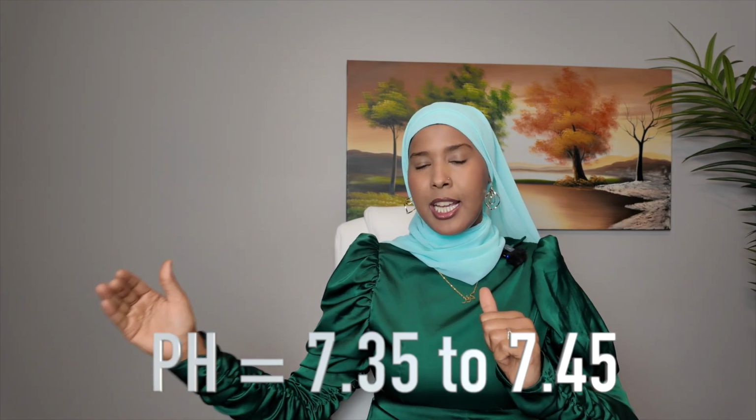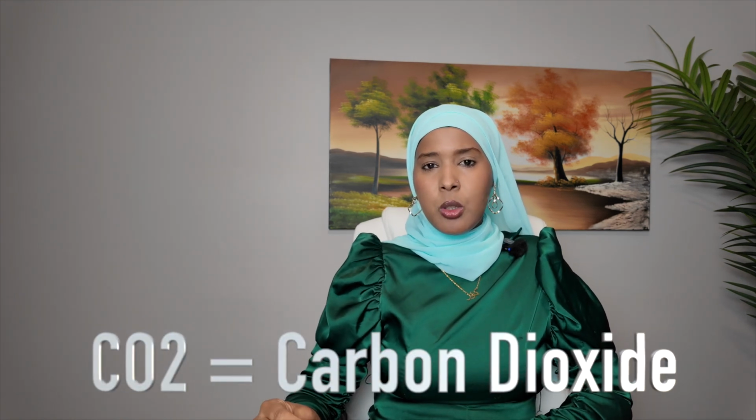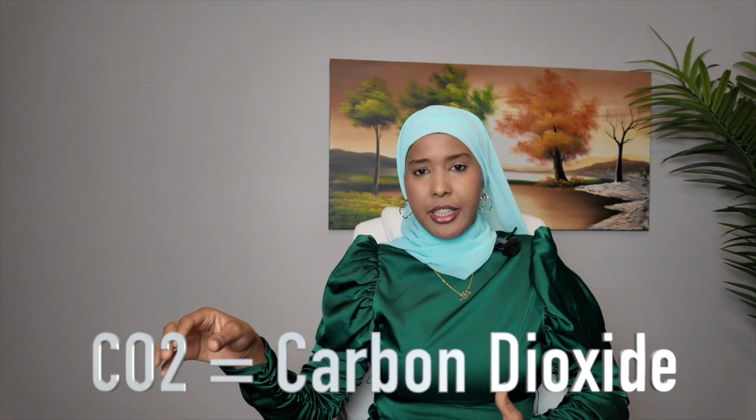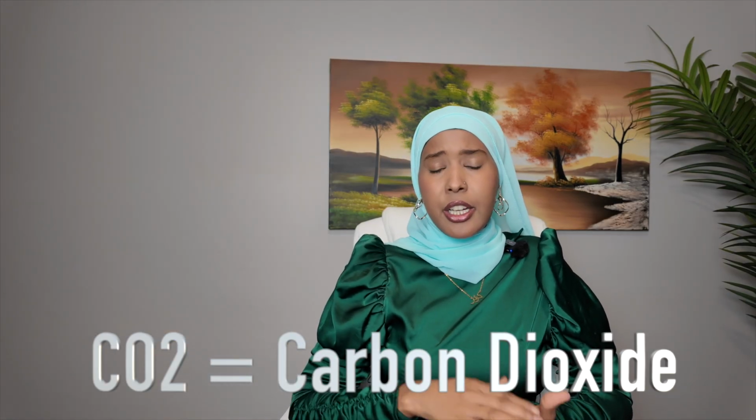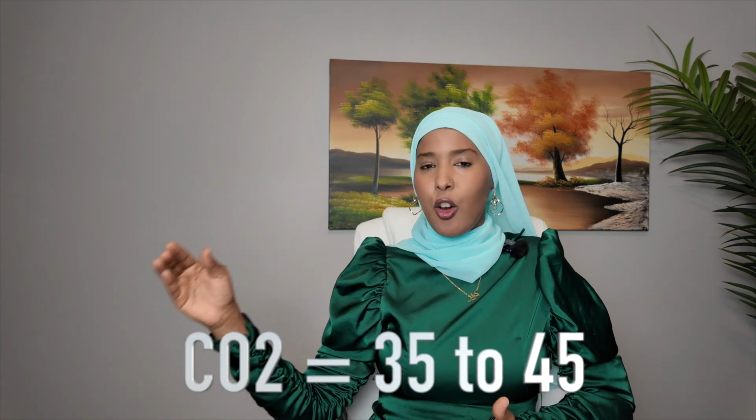That's step 1. Step 2, what does CO2 mean? Next, we look at CO2, also called carbon dioxide. Carbon dioxide is controlled by the lungs, so it represents the respiratory component. CO2 is a part of the carbonic acid system. Normal CO2 is 3.5 to 4.5.